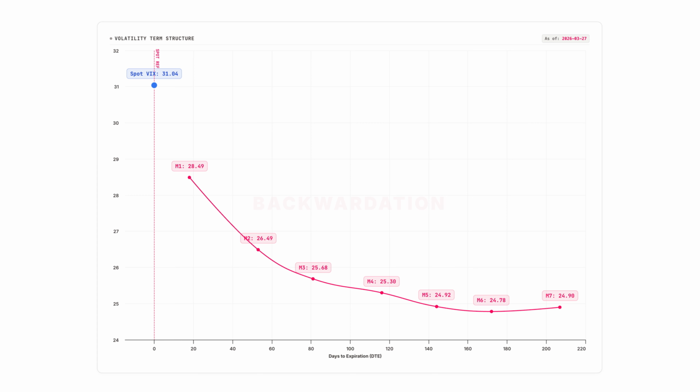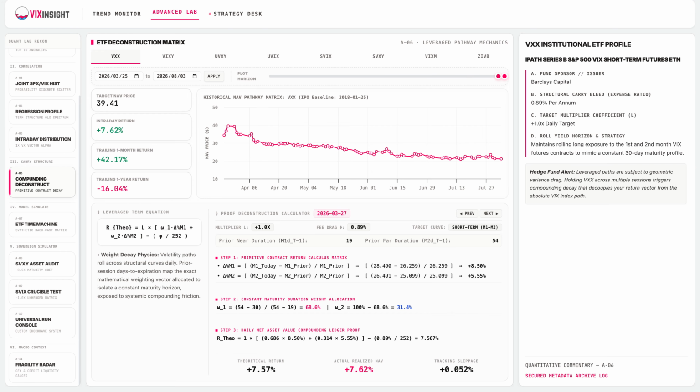Let's look at VXX on March 27 this year, 2026, which is right near the lowest point for the S&P 500 during a major Q1 drawdown. On that day, M1 went up 8.5% to 28.49, while M2 went up 5.55% to 26.49. And we know M1 had 19 days remaining until expiration, and M2 had 54 days.